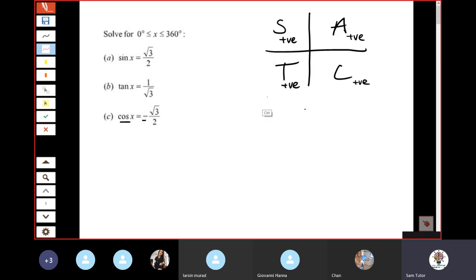All right, let's try that again. If I said sine is positive, well, sine is positive here and here, which means sine is negative here and here. But again, where is tan positive? Tan is positive here and here, which means it must be negative here and here. Any questions, Giovanni, for example, at this stage?